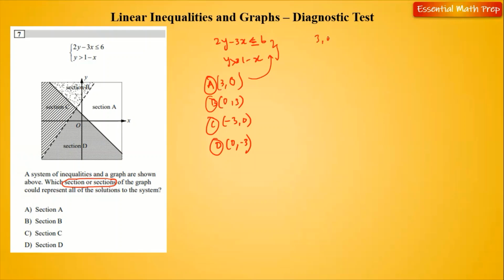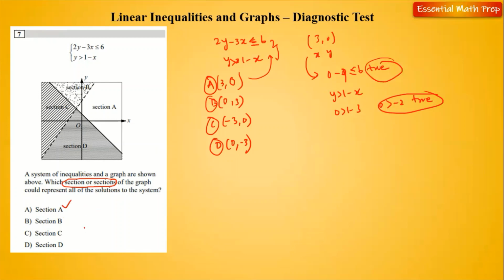So (3, 0) means this is your x, this is your y. That means if I substitute that into 2y minus 3x less than or equal to 6, that is essentially 0 minus 3 times 3, which is negative 9, less than or equal to 6. It's definitely less than 6, so that's a true statement. Similarly, y greater than 1 minus x: y is 0, greater than 1 minus 3, which is 0 greater than negative 2. That's a true statement as well. So two true statements, section A is correct.